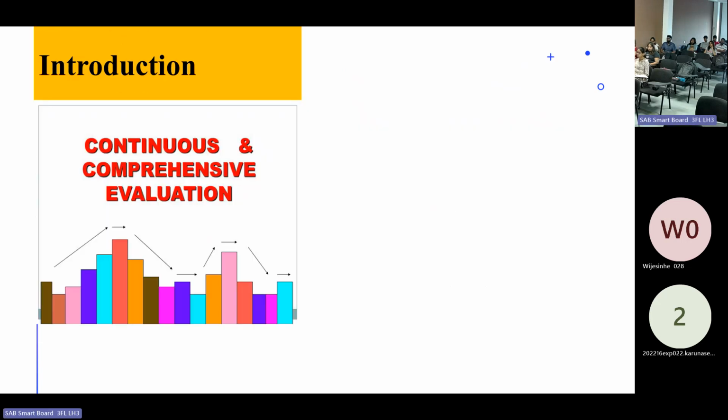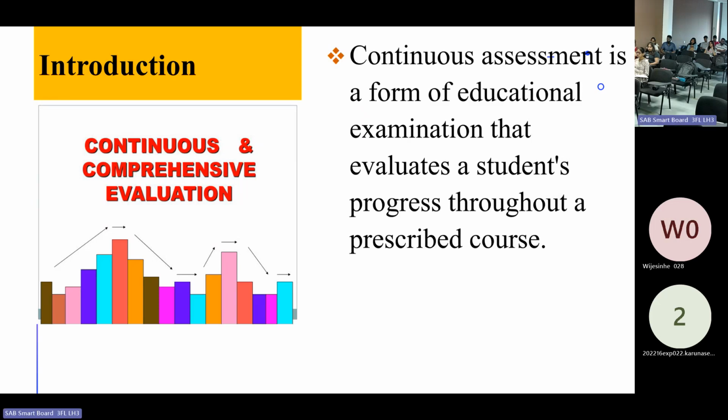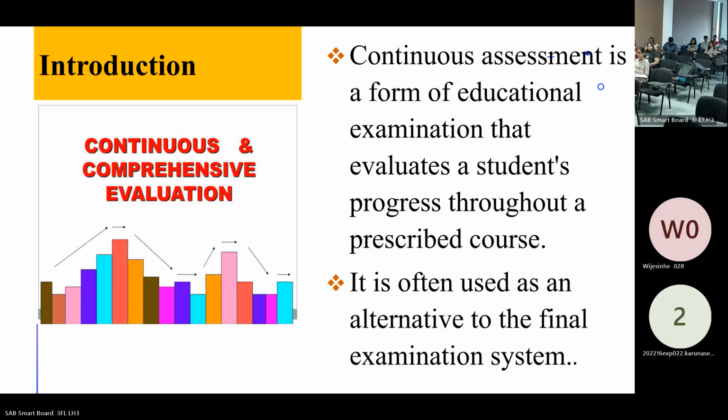Continuous assessment is a comprehensive evaluation. It is a form of educational examination that evaluates student progress throughout the entire course, not once. The final written examination is one. That's the reason the CA is included in the evaluation process. It is often used as an alternative to the final examination system.